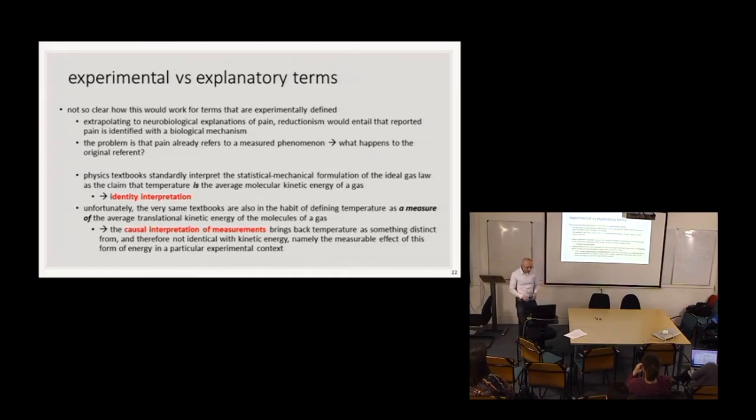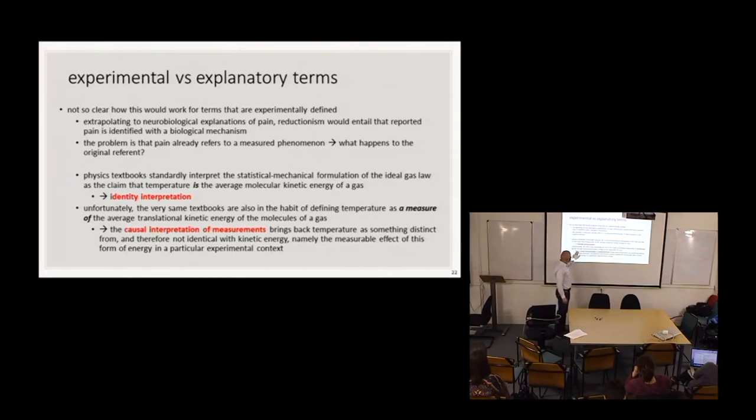Physics textbooks standardly interpret the statistical mechanical formulation of the ideal gas law as the claim that temperature is, ontologically speaking, the average molecular kinetic energy of the molecules of a gas. So this is the identity interpretation. Now, if one really reads these textbooks, and I did, they're also in the habit of doing the converse. Basically, the very same textbooks are also in the habit of defining temperature as a measure of the average translational kinetic energy of the molecules of a gas.